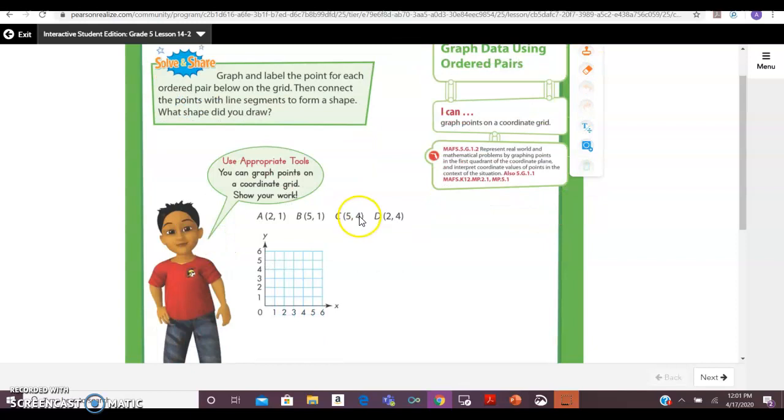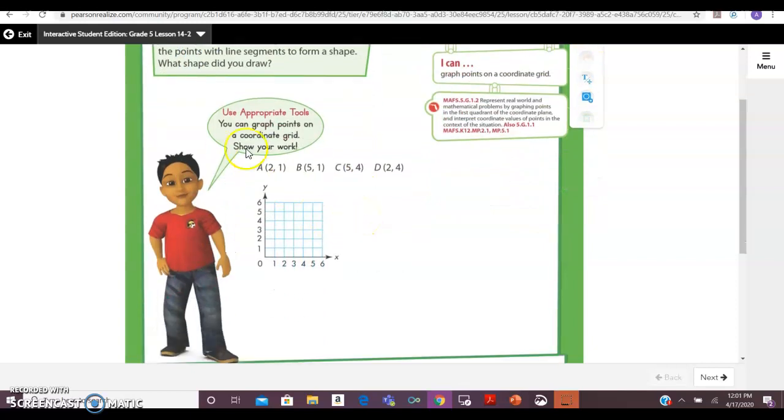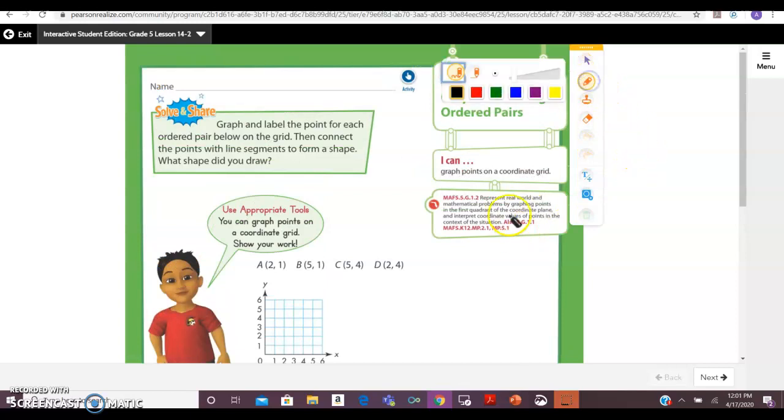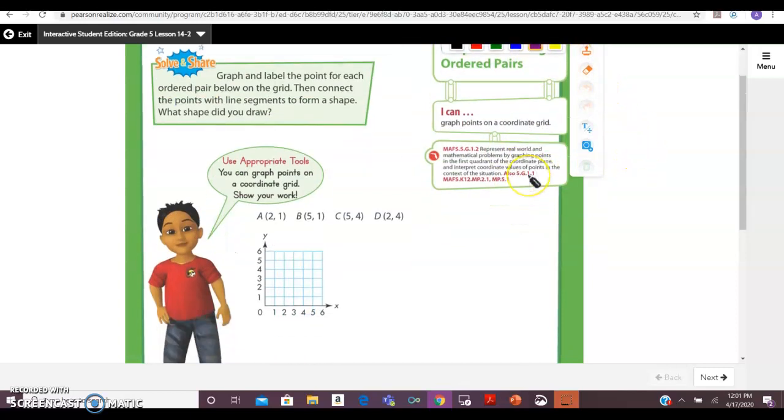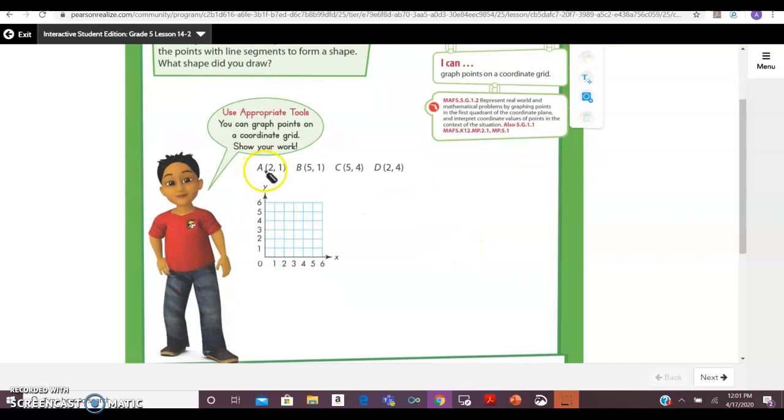If we look at the front page of the lesson, we have 4 different ordered pairs, and we are going to graph these ordered pairs. It says graph and label the points of each ordered pair below on the grid. Then connect the points with line segments to form a shape. What shape did you draw? So we're going to start with A.